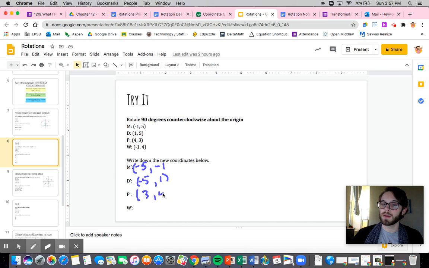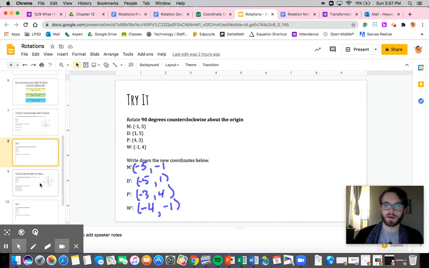3, 4, I make the first part negative. 4, 1, I make the first part negative. That's it. All right? And that's all there is to it. If you were to graph these out, you would see that they each move just one quadrant to the left.